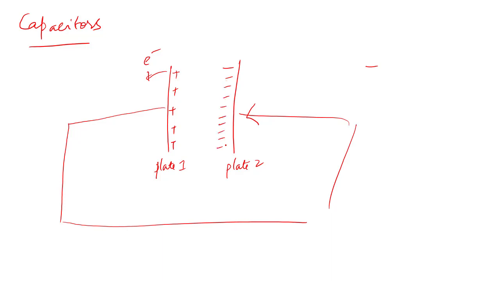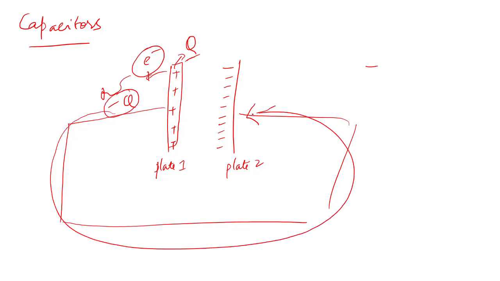So if the charge on the positive plate, let's say, is Q, that means you have taken electrons that have a charge of negative Q. So you have a positive Q on plate 1, and you have taken these negative Q charges and somehow put them on plate 2, right? Then because this has positive charge and this has negative charge, there is a potential difference between these two plates.